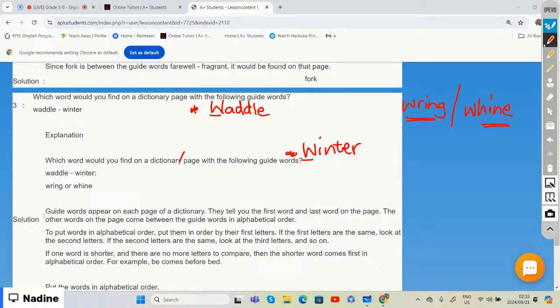All right, and the word that you will find on the same page as waddle and winter is wine. Well done. You'll find wine because if you look at the second letter, which is A and H, A comes before H, but H comes before I. So well done.